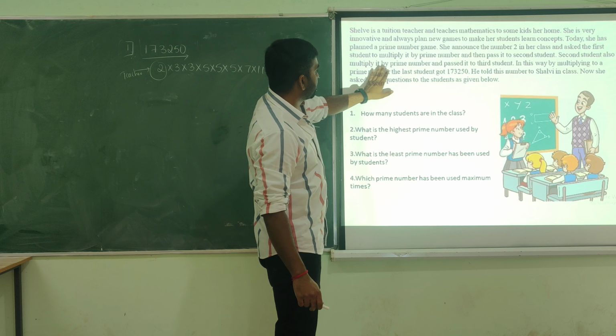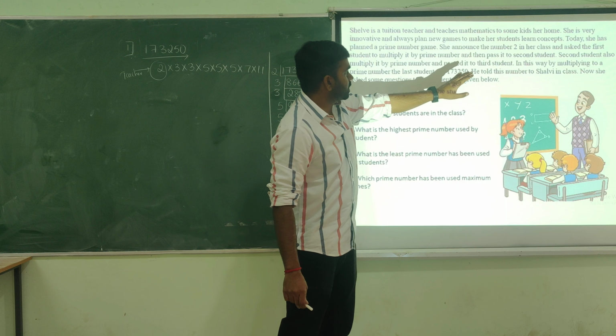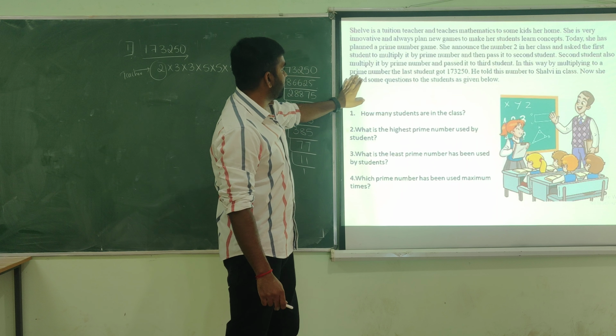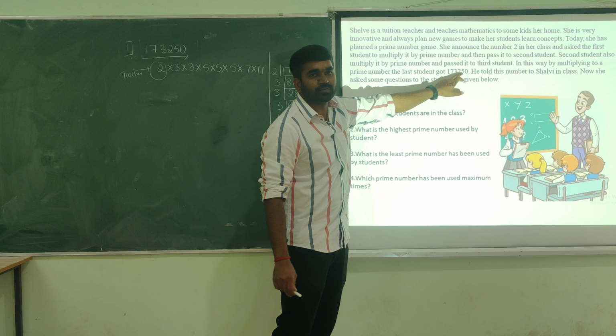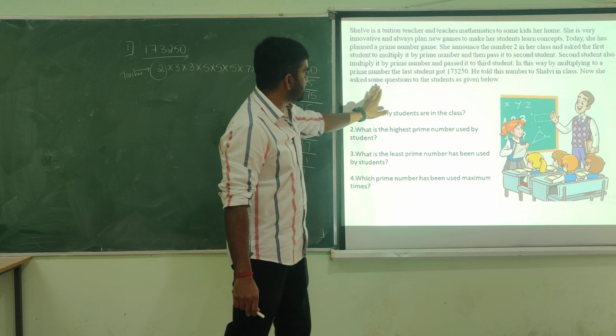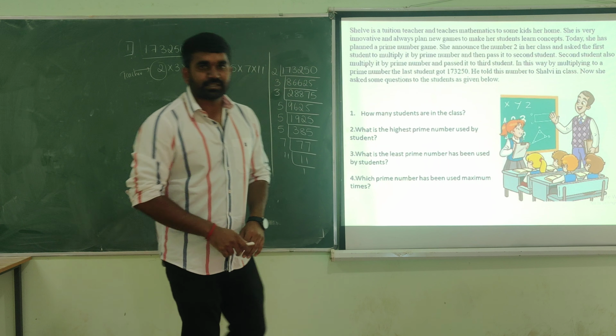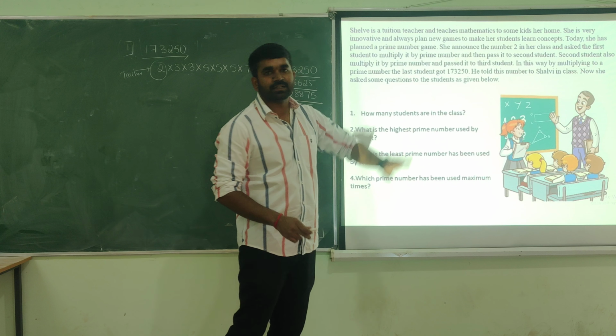The second student also multiplies the prime number and passes it to the third student. It was in this way. By multiplying the prime numbers, the last student got 1,73,250. He told this number to Shelby in the class. Now she asked some questions regarding that. How many students are there in the class?